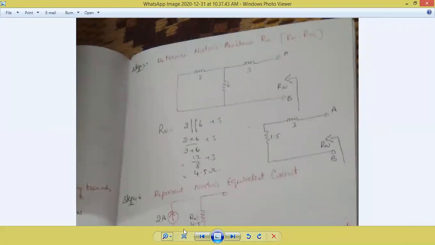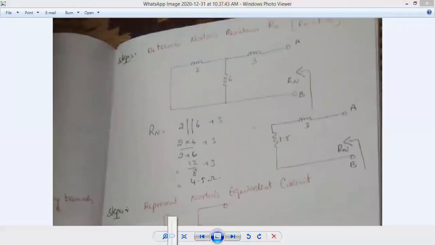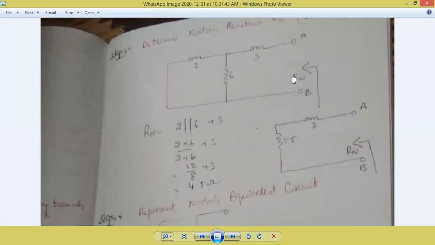Now here is one simple question I'm asking. Tell me, if I'm watching the circuit from A and B, from which end do I have to solve the circuit? From the other end, that is 2 ohms and 6 ohms. At a time, can I take 3 resistors to solve? No. I can take only 2 at a time.